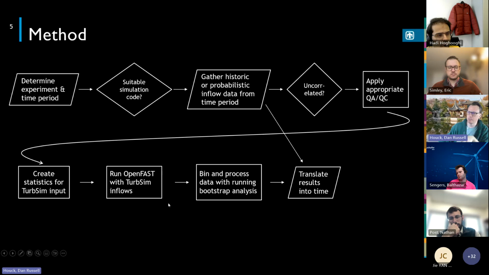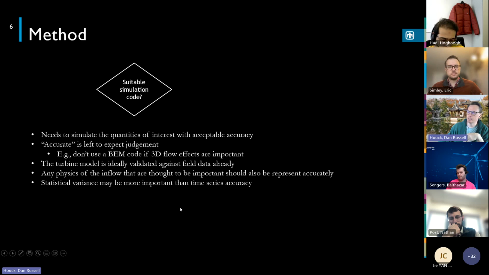So much of this is flexible to different fields, different types of experiments at the high level, but I'll talk about it kind of specifically in terms of wind energy and then the case study. So what's a suitable simulation code? Most of this is pretty obvious: it needs to actually be able to simulate the things that you're interested in, and you have to, within your expertise and judgment, know that it's accurate enough.